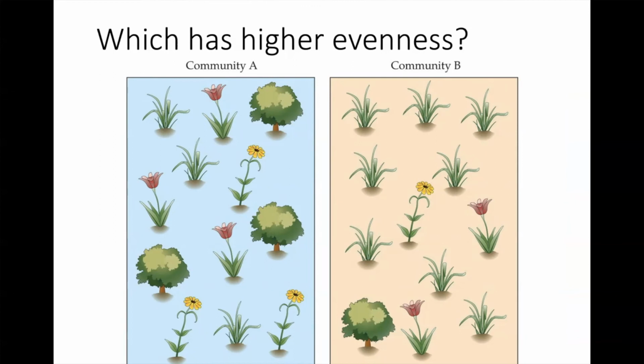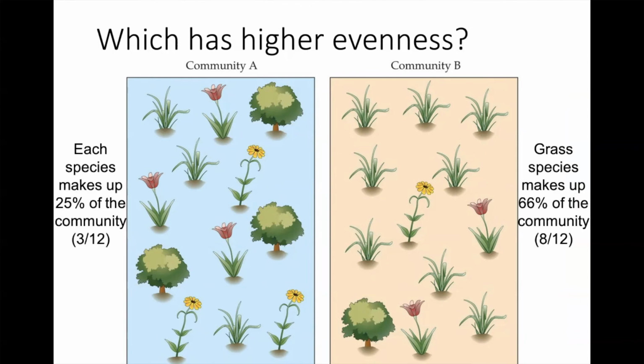But which one has higher evenness? Which one would score higher on the evenness board? Yeah, A, right? So what you're seeing there is that here, each species makes up a quarter of the community, 3 out of 12 plants. Whereas here, 2/3 of all the plants in this community belong to one species. So it's less even, and this one's more even.